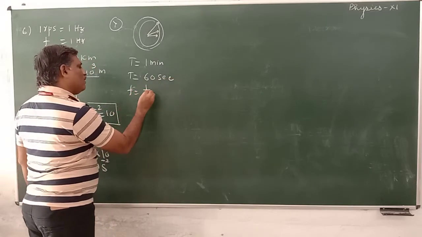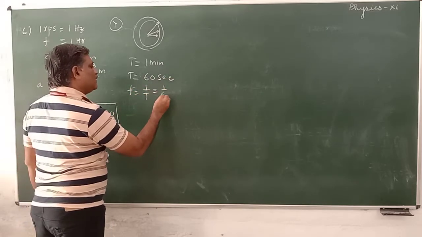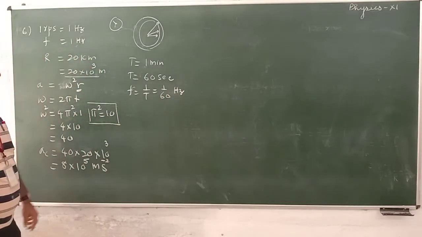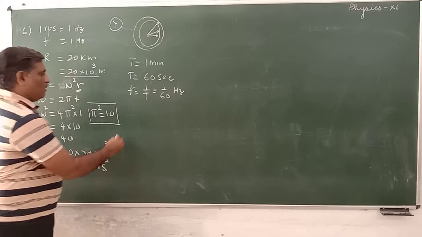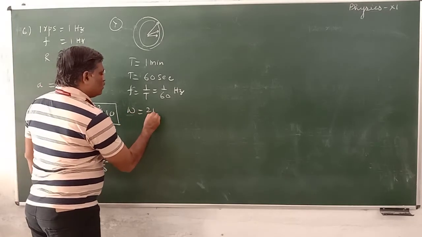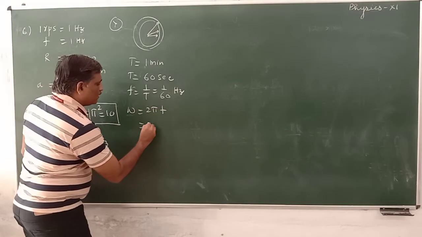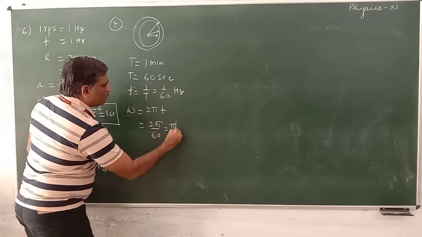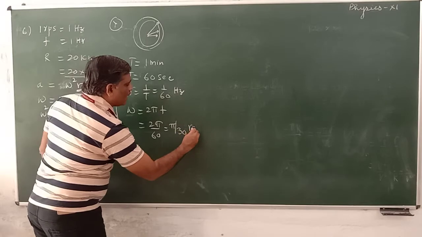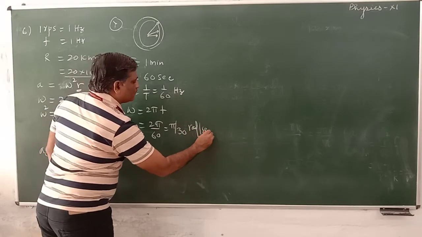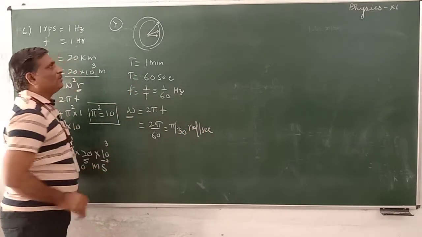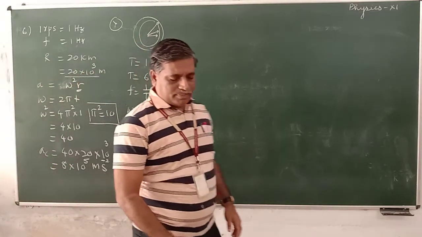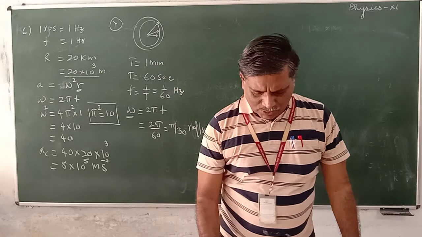Frequency is the reciprocal of that, which becomes 1 by 60 hertz. Then angular velocity: omega is equal to 2 pi f, which is 2 pi divided by 60, so it becomes pi by 30 rad per second. So the angular velocity of the second hand is equal to pi by 30 rad per second. Next one.